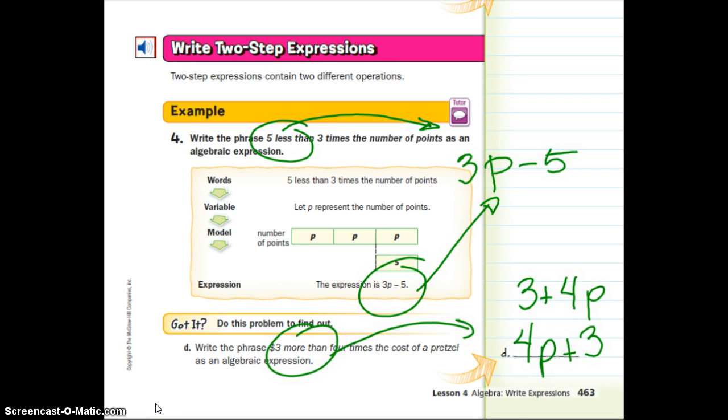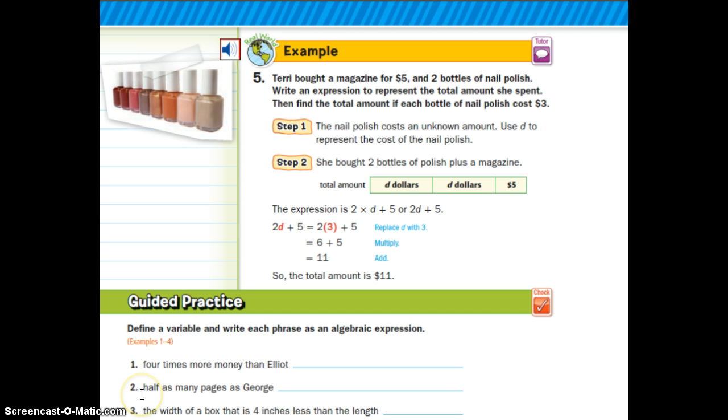Did you get what I got? I got 4p plus 3. And notice I can rewrite that as 3 plus 4p using the commutative property, and I'll still have the same expression. I can do that with addition, but never, never, never with subtraction. Turn the page. All right, now we have our last example.